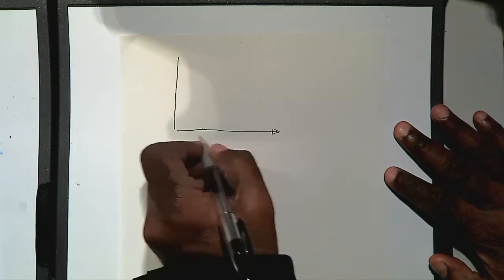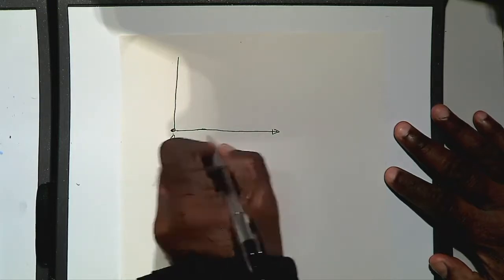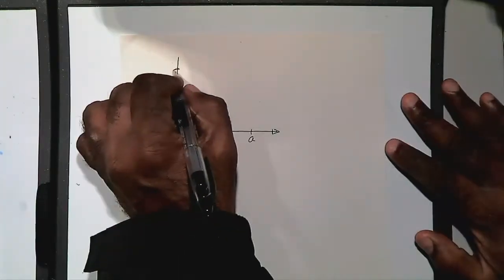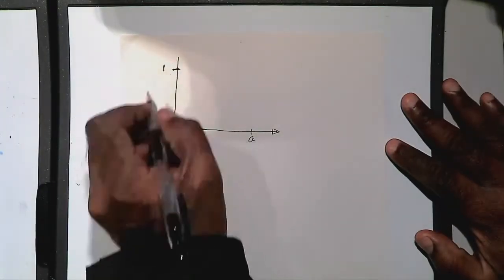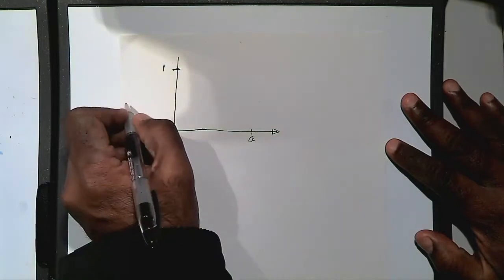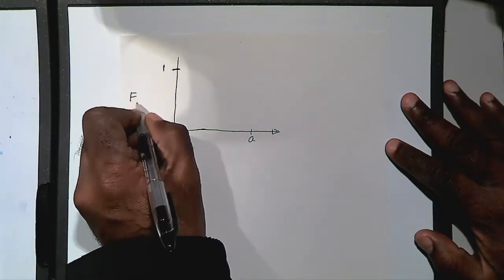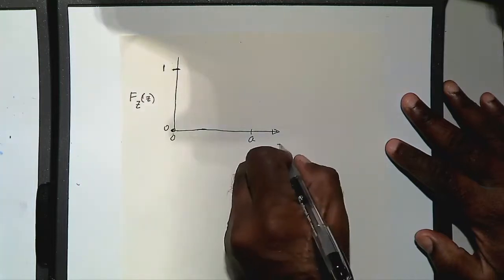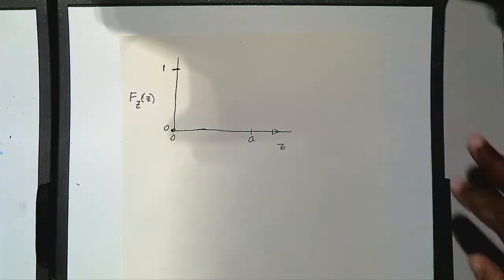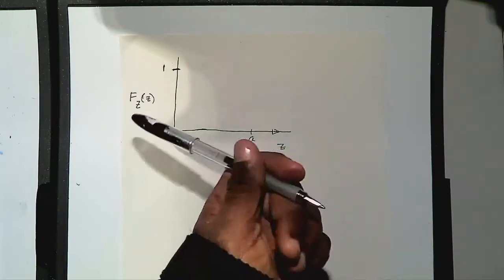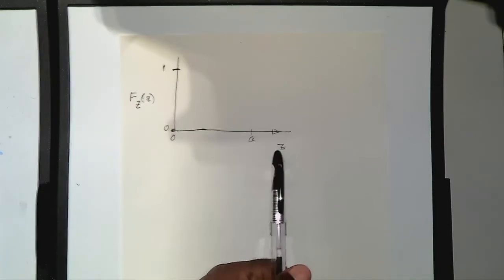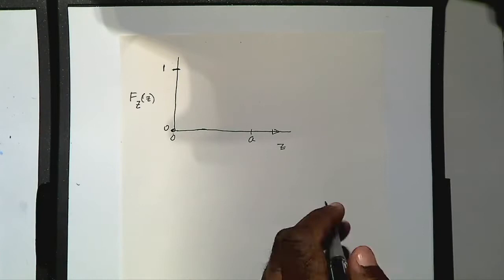I'm not good at drawing, as you know already. Suppose this is 0. Suppose this is a. Suppose this is 1. And suppose this is 0. So what I'm going to draw is a picture of the CDF F_Z versus z, which is this function here, right? So if you plot this function versus z, it will look something like this.